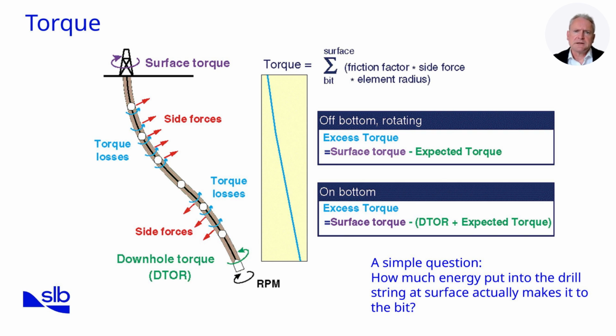It is common to run downhole torque and weight measurements. These measurements are calibrated during the same time as the pickup, slack-off, and off-bottom rotating measurements are taken.